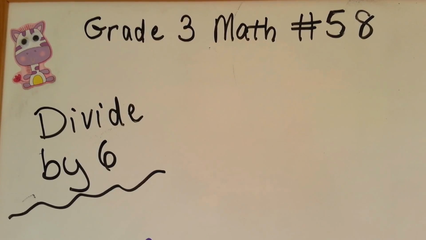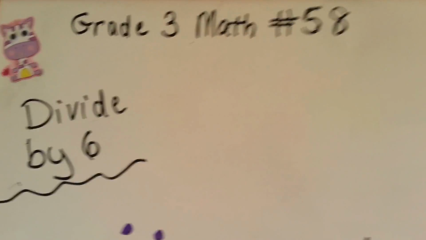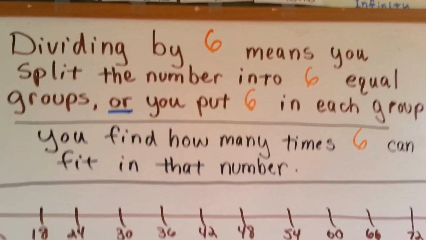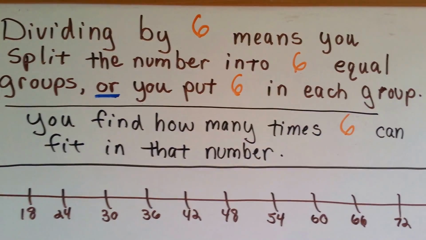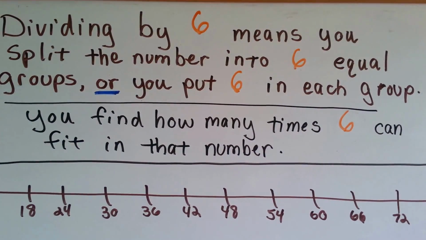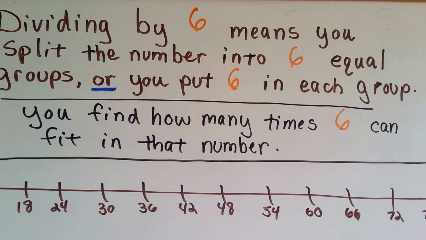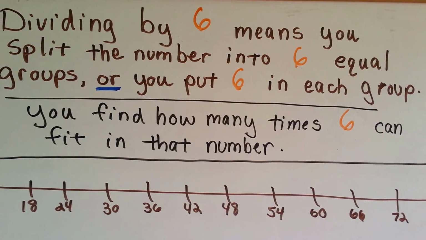Math, number 58, divide by 6. Let's look at our rule. Dividing by 6 means you split the number into 6 equal groups, or you put 6 in each group. You find out how many times 6 can fit into that number.